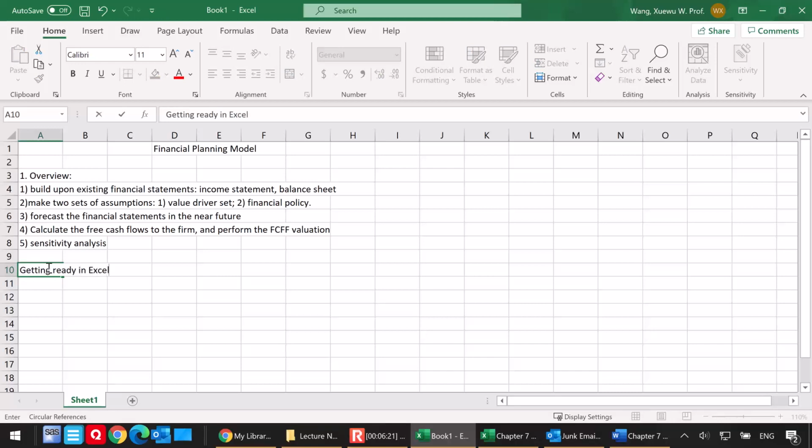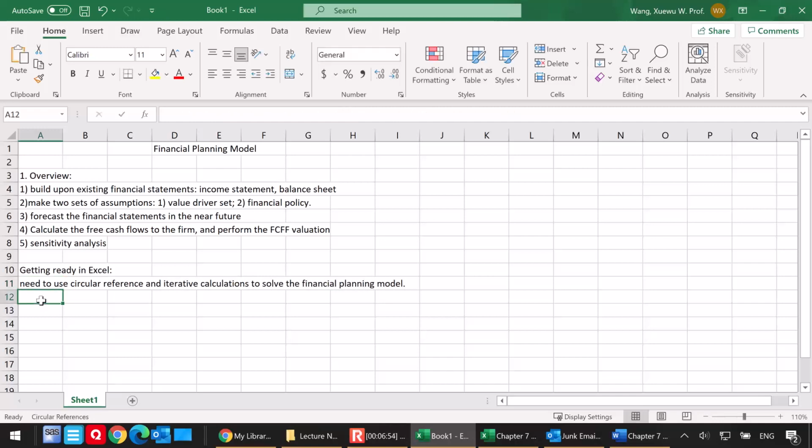All right, so let me show you what we need to do in order for us to be able to solve this model in Excel. We will need to use circular references and iterative calculations to solve the financial planning model. This is something Excel is able to do for us.